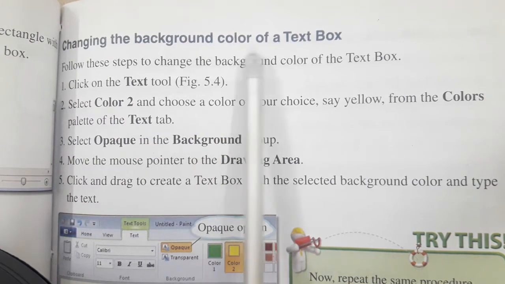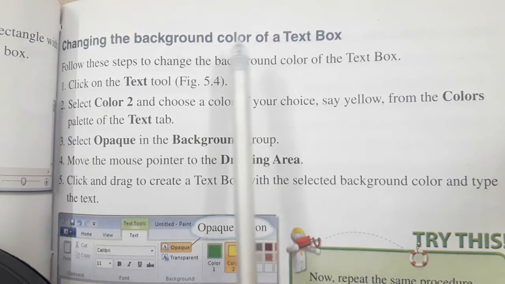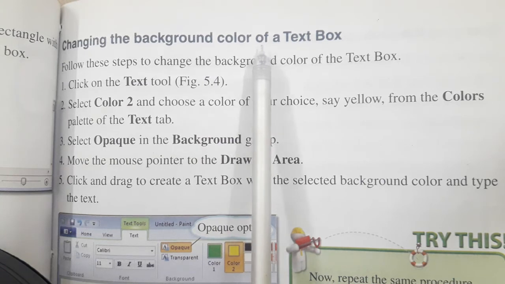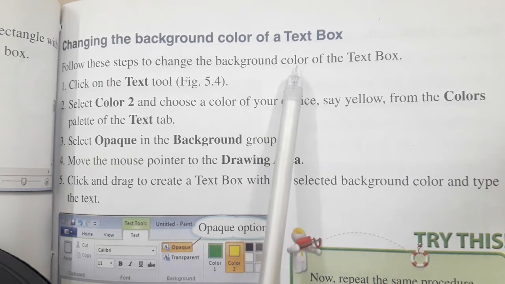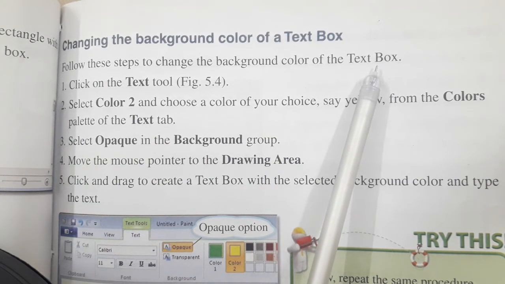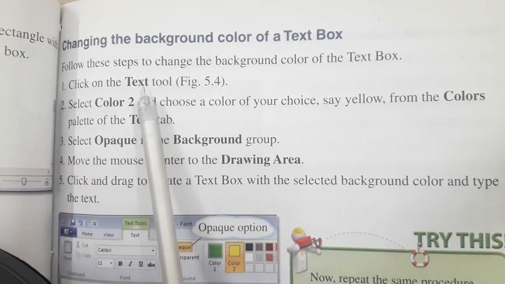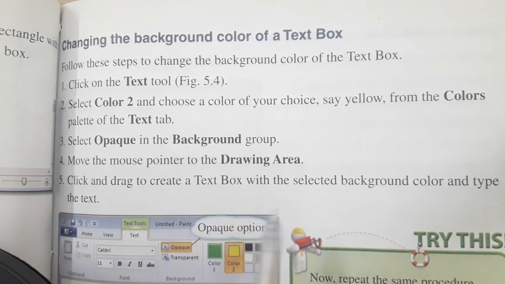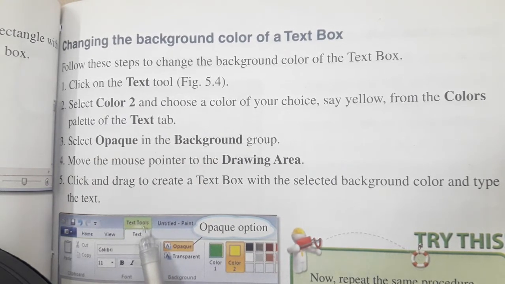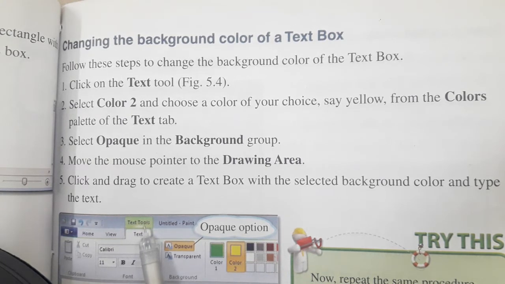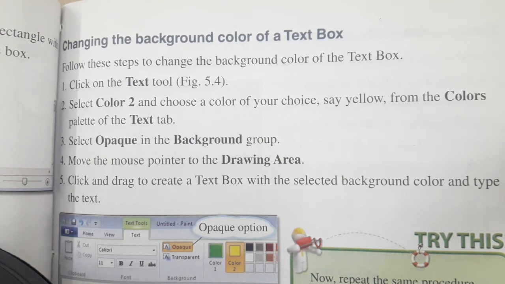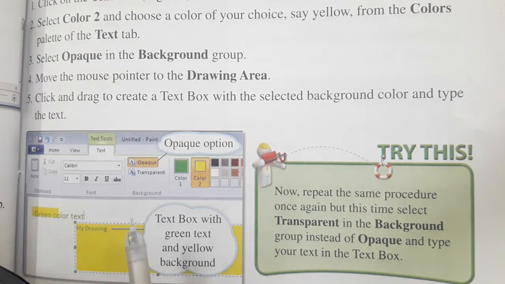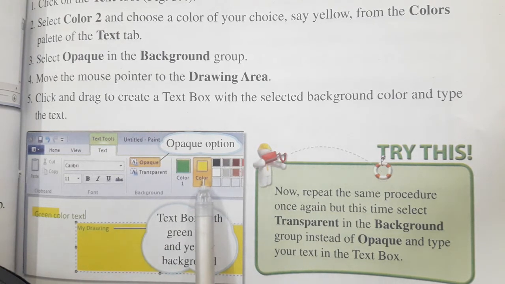Changing the background color of a text box. How can you change the background color of your text box? Follow these steps to change the background color of the text box. Number 1, click on the text tool as I showed you. Then select color 2. You can see here the color 2. And say yellow from the colors palette of the text tab.